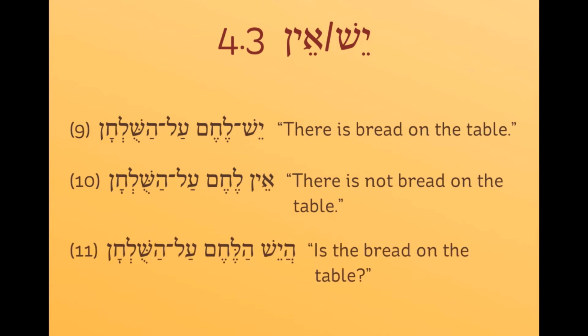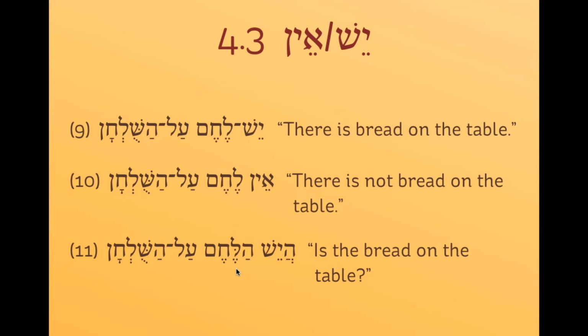And in number 11, you can ask about the existence of an object. Doing so, hayesh halechem al hashulchan. So here, ha is that prefix question mark. It marks a yes-no question. And notice here that you can have the article: hayesh halechem al hashulchan, is the bread on the table?